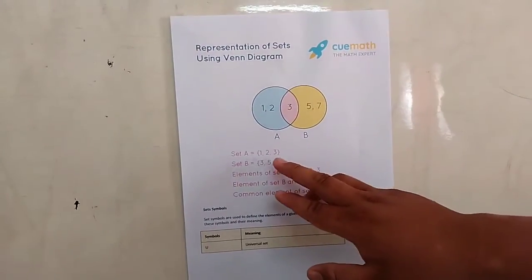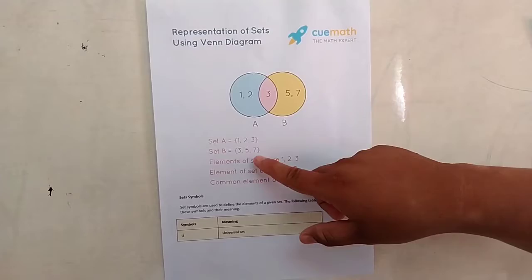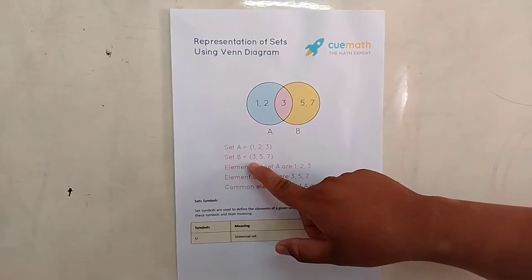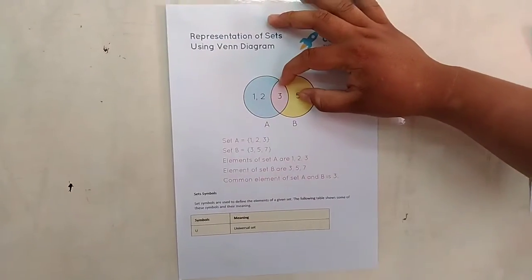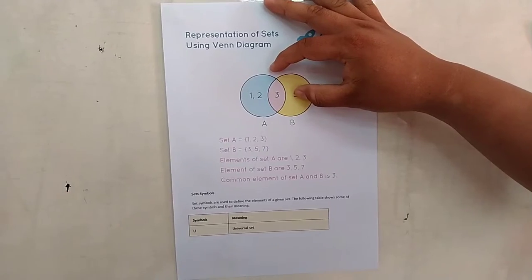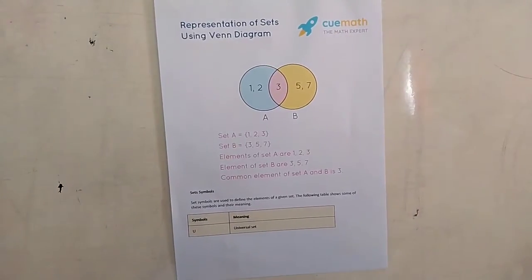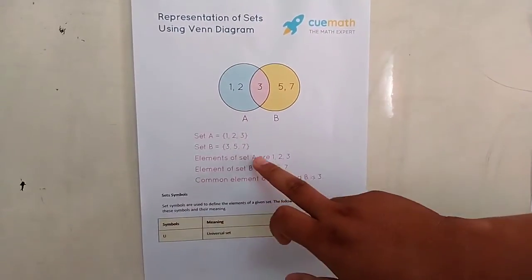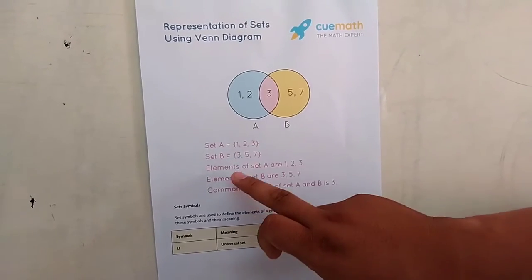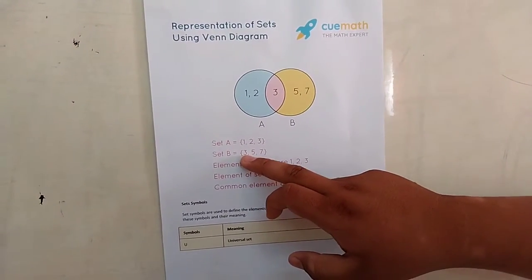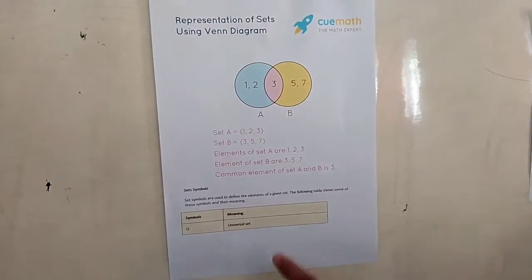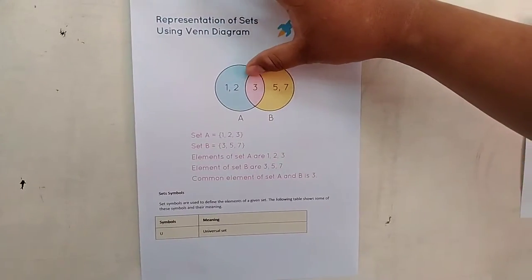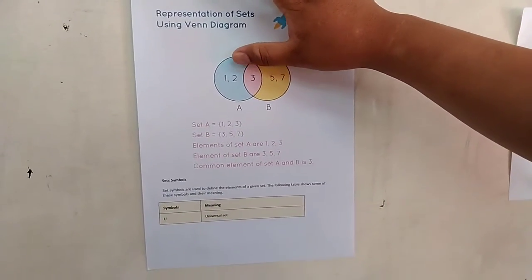Now, do you have any idea why the element 3 for set A and the element 3 for set B have been put at the center? You don't have any idea? Okay, that's fine. It is put here at the center because the element 3 is common to the two sets. You are going to put at the center of the Venn diagram the elements common to both sets.